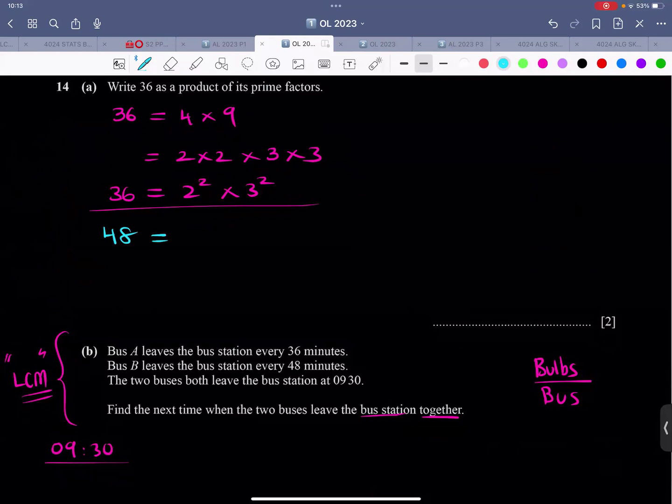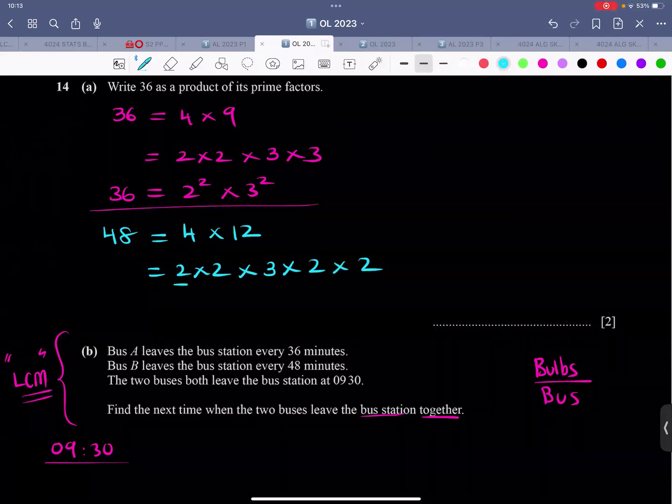48 is 4 into 12. 4 can be written as 2 into 2, and 12 can be written as 3 into 4. That's 3 into 2 into 2. Let me double check: 2, 2, 2, and 2. That's 8, and 8 into 3 is 48. That's 2 to the power 4 into 3.